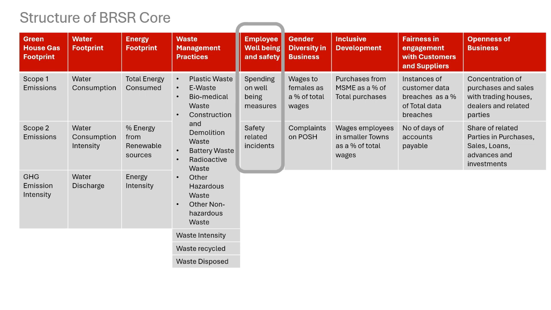Now we come to the disclosures about social performance of the entities. The first metric in this section is employee well-being and safety measures. There are two data points: spending on well-being measures by the company as a percentage of the total turnover of the company, and the number of safety related incidents in the company during the reporting period. Let's analyze this disclosure.